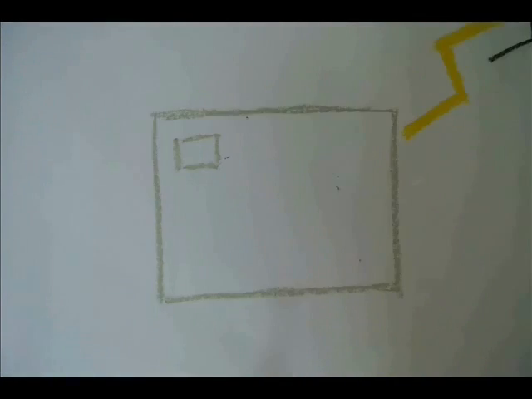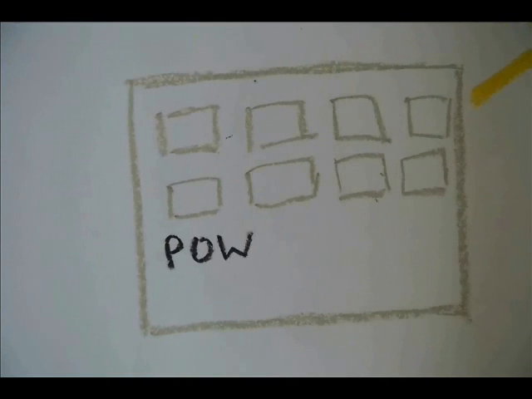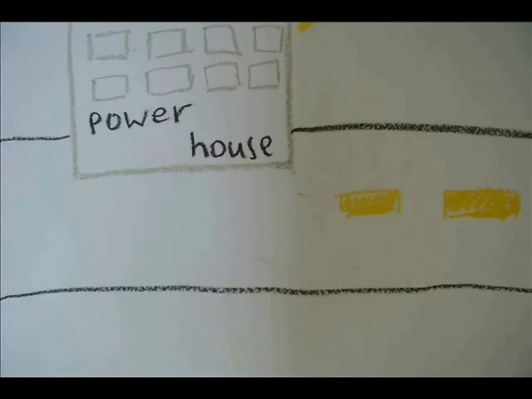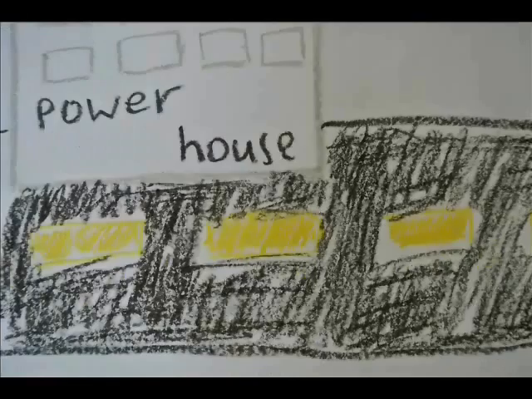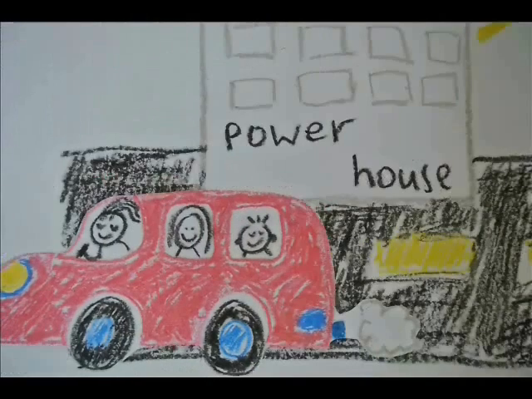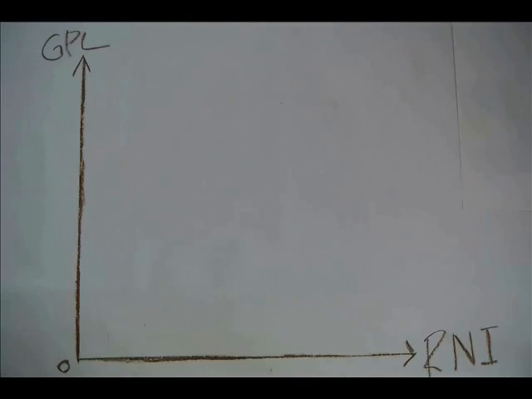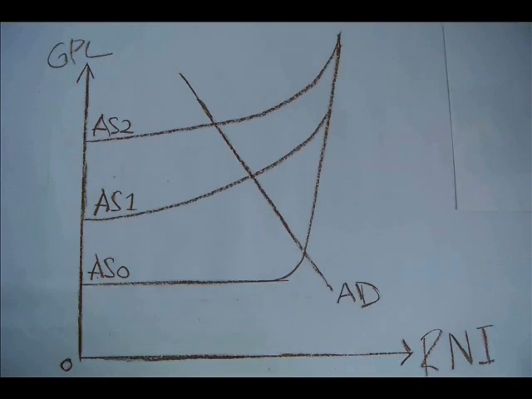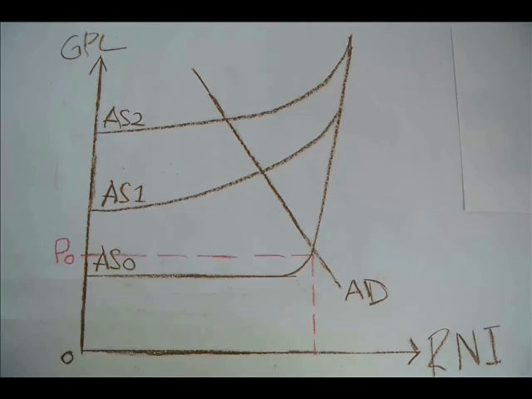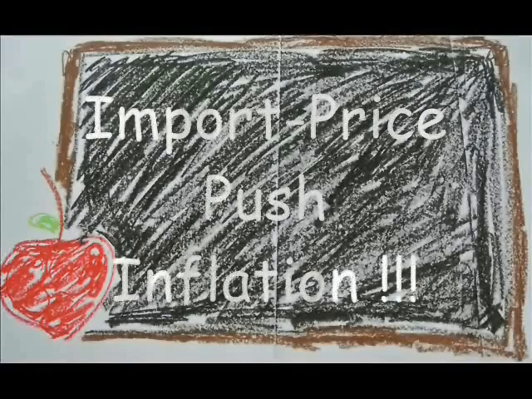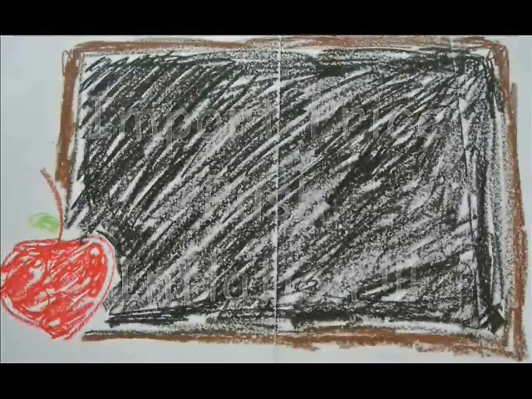Since oil is used for generating electricity and for transportation tools, when the price of crude oil increases, cost of production increases. Companies are likely to increase the price of oil and pass some costs to consumers. Persistent increase causes AS curve to shift from AS0 to AS2. General price level increases from P0 to P2. Persistent increase in GPL leads to import price push inflation.